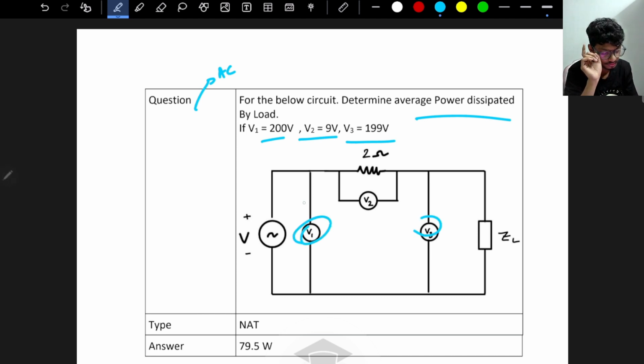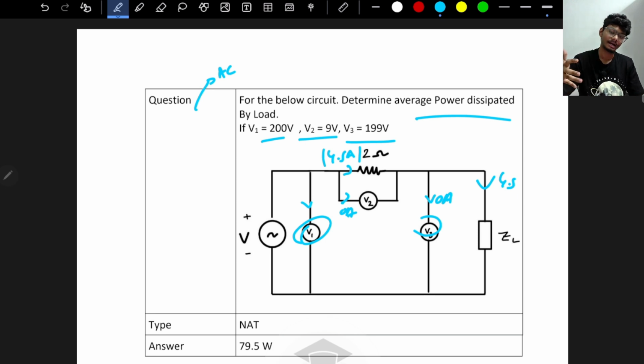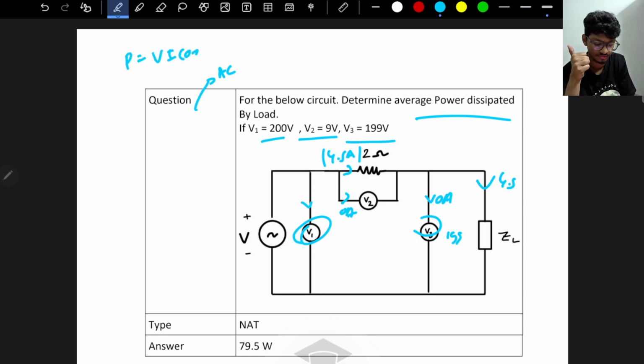All these are voltmeters, and voltmeters take in 0 current. So the voltage across the resistor is 9, so the current through the resistor will be 4.5 amps, which will go into the load. But this is the magnitude of the current going to the load. I know the voltage is 199 across the load, but I have to calculate the phase angle as well. My power dissipated will be voltage into current into cos phi. So how do I find the cos phi? Now this was a very good question.